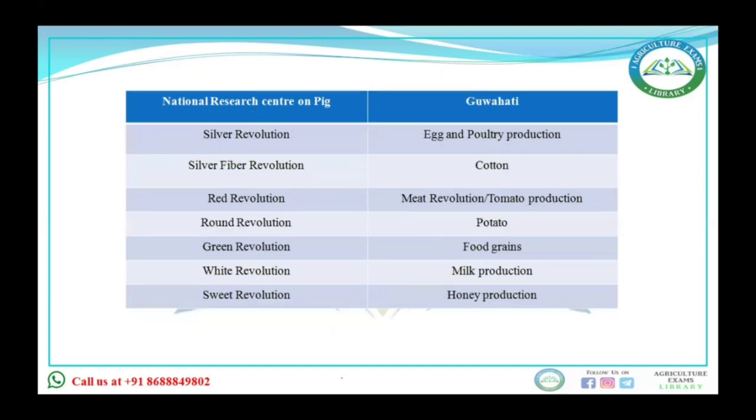The silver revolution is related to egg or poultry production. Silver fiber is related to cotton. The red revolution is for meat production or tomato production. Brown revolution is related to potato. Green revolution is related to food grains. White revolution is related to milk production. The sweet revolution is related to honey production.